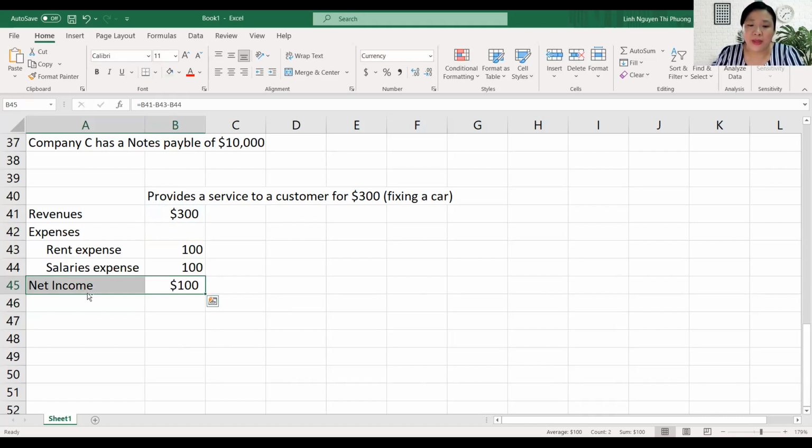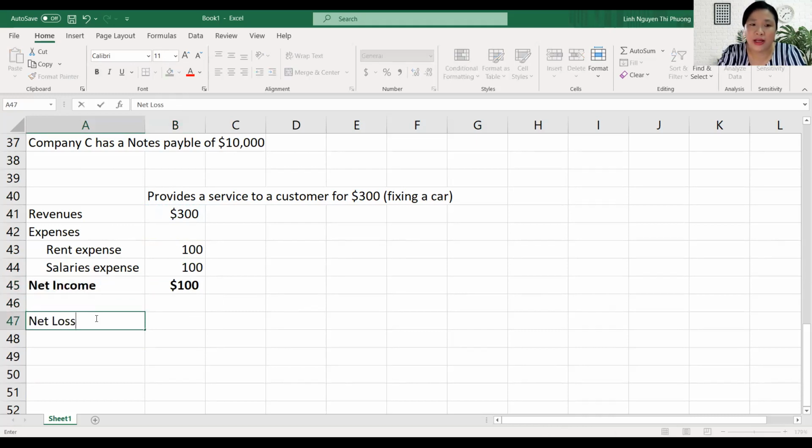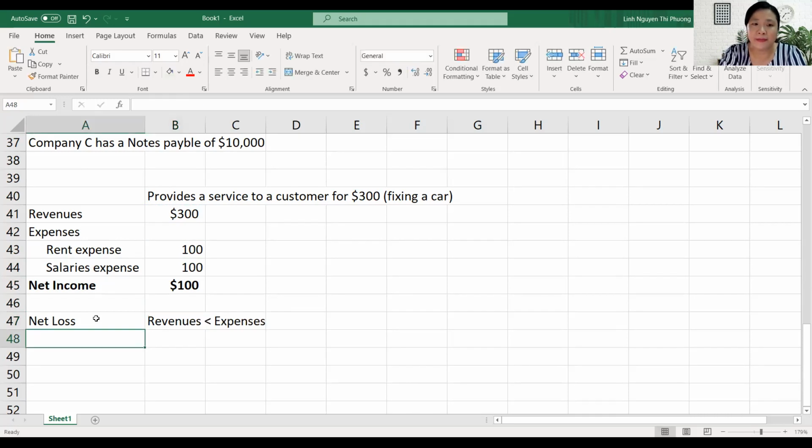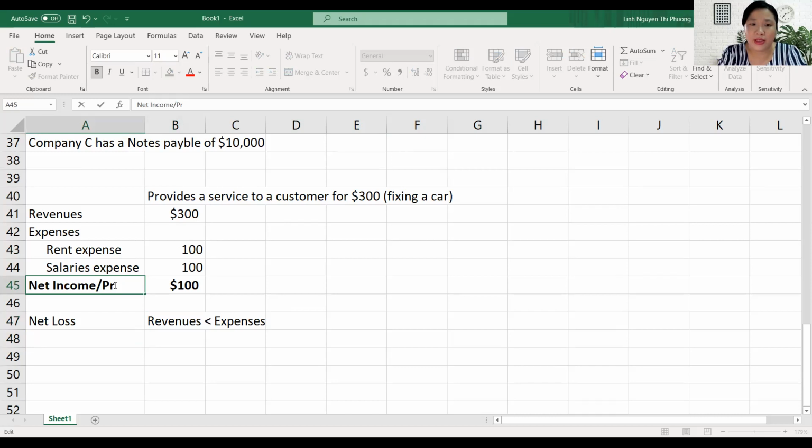Net income means the profit that you get when the revenue is more than expenses. If the revenue is less than the expenses, then we will have a loss. We call it net loss. Net loss happens when revenue is less than expenses, right? And sometimes we also call it net profit. Net profit is the same as net income.